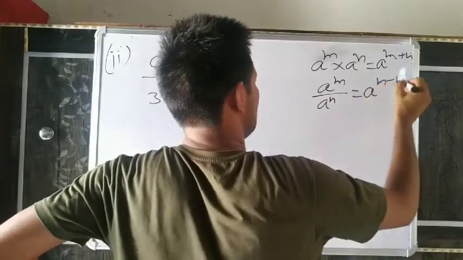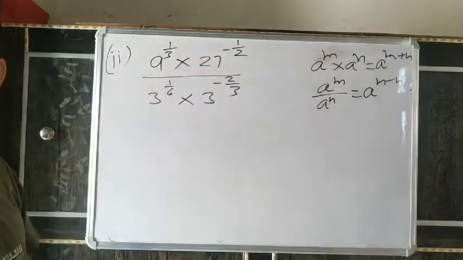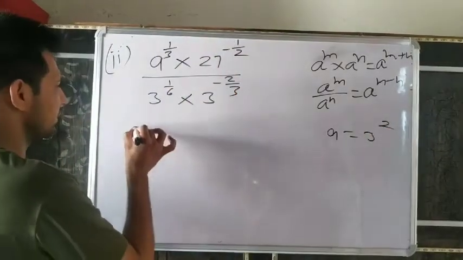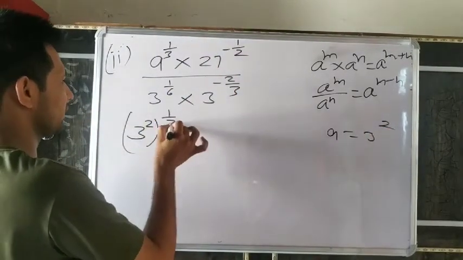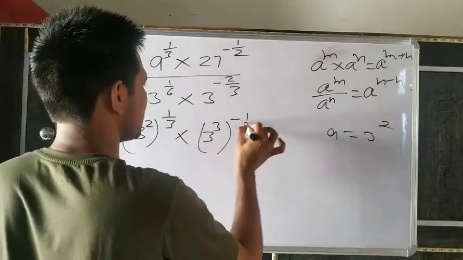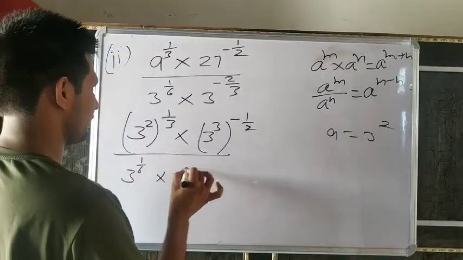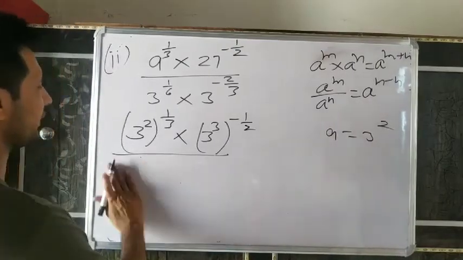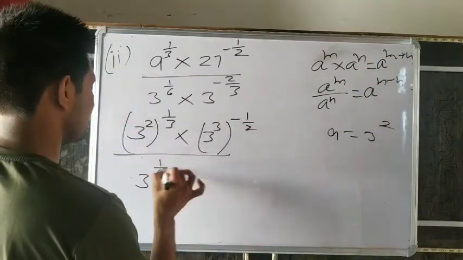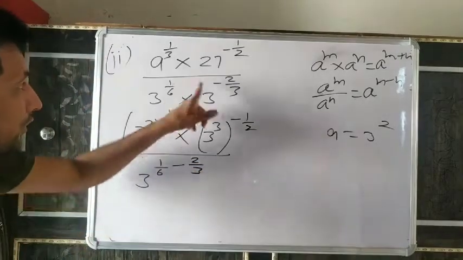In division, when the base is the same, the powers subtract. So first we will make the base the same. 9 we can write as 3 square. So it means 3 square to the power 1 by 3, multiply 27, which you can write as 3 cube, raised to the power minus 1 by 2, divided by 3 raised to the power 1 by 6 into 3 raised to the power 1 by 3. In the denominator the base is already the same, so the powers add: 1 by 6 add 1 by 3. Do you understand? Because what is the sign? Minus.